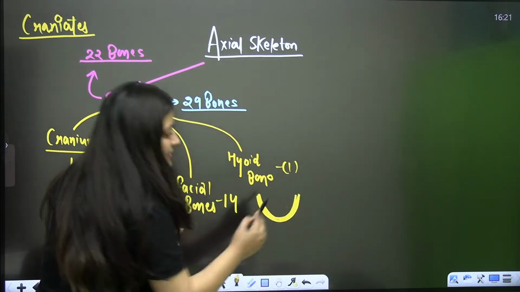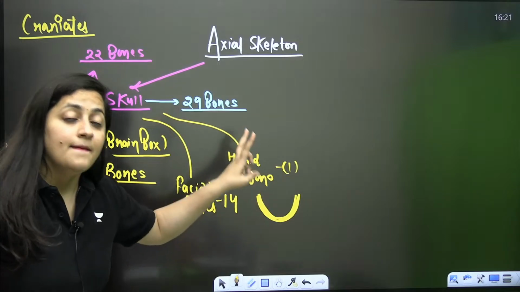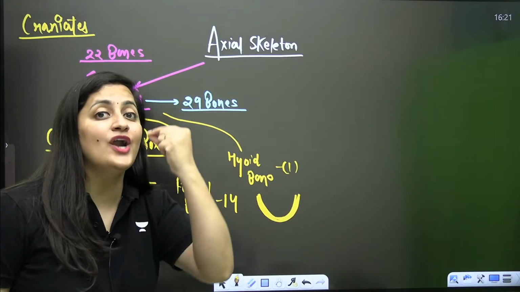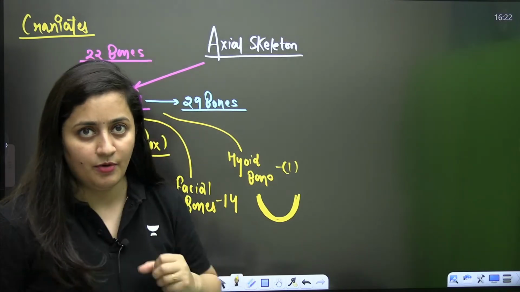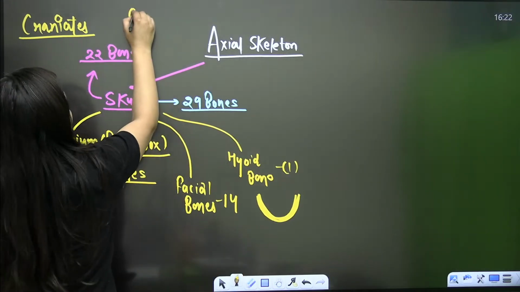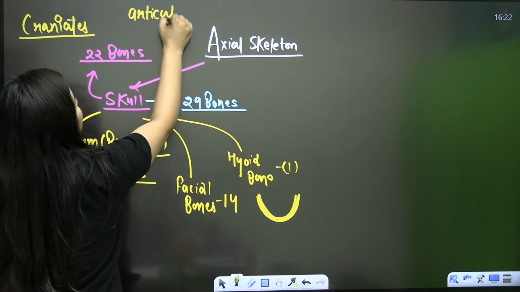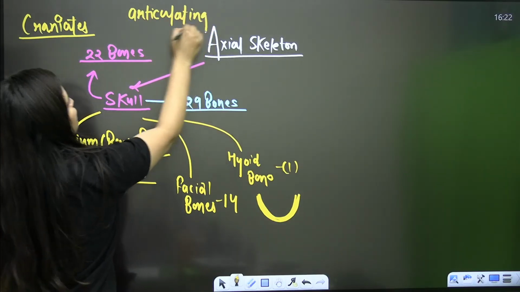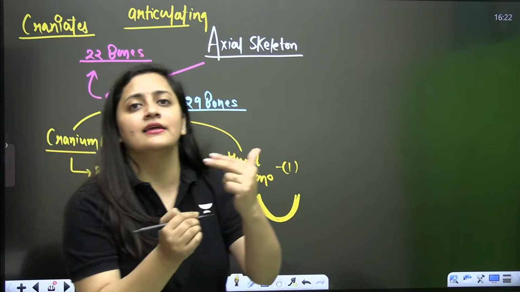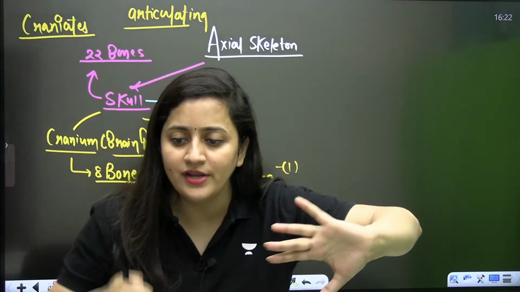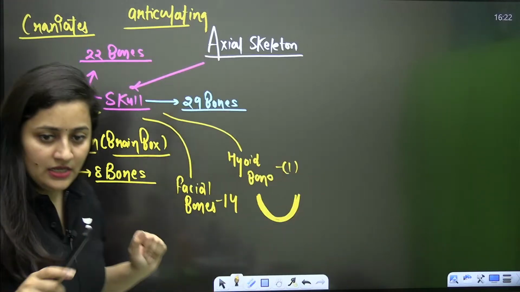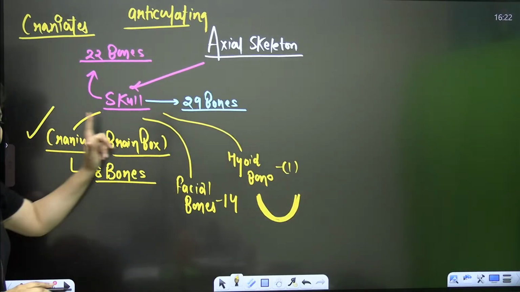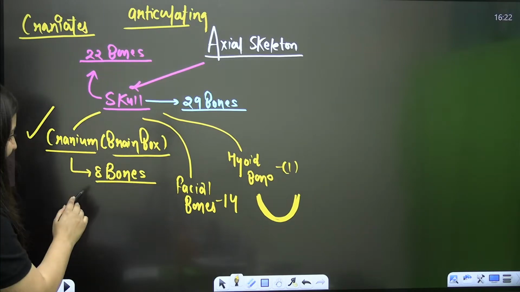It supports the tongue, and it is the only bone of the skull which is not articulating with any other bone. It is attached with the help of ligaments. Articulating means attached. I will use this word again and again in the skeletal system: one bone is articulating with another. Done, bache? So we have the cranium, the brain box, made up of 8 bones.